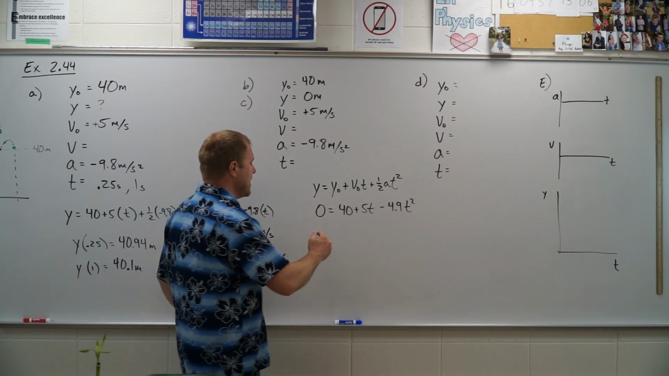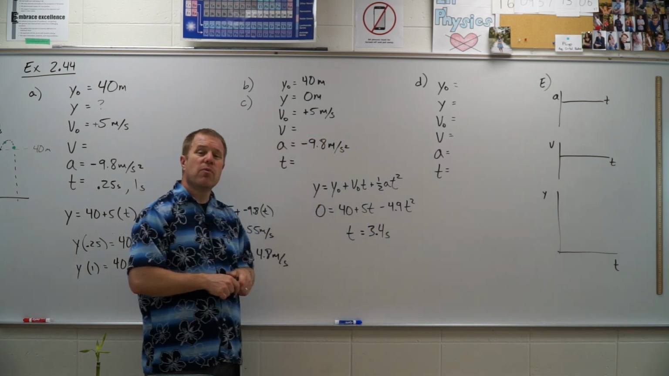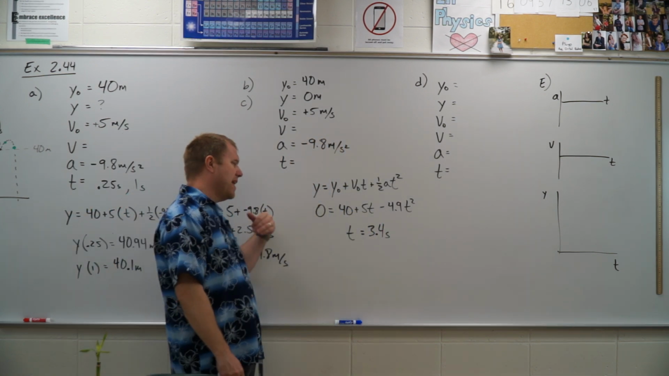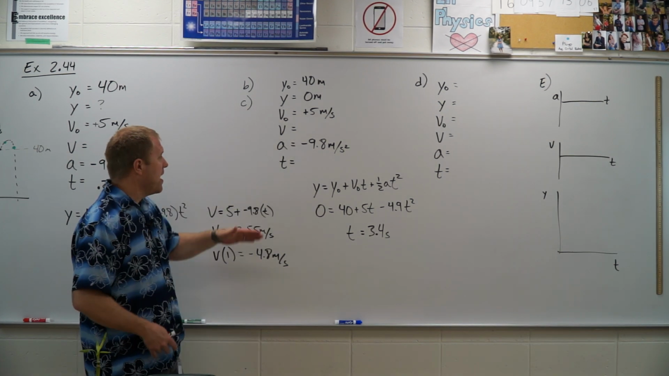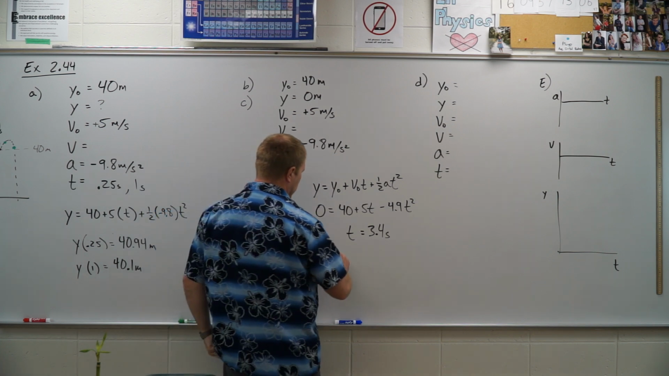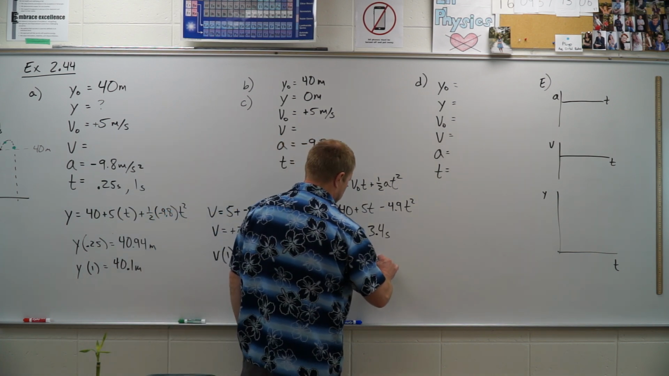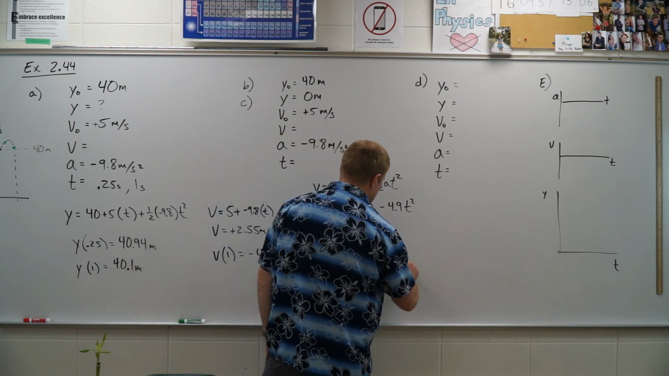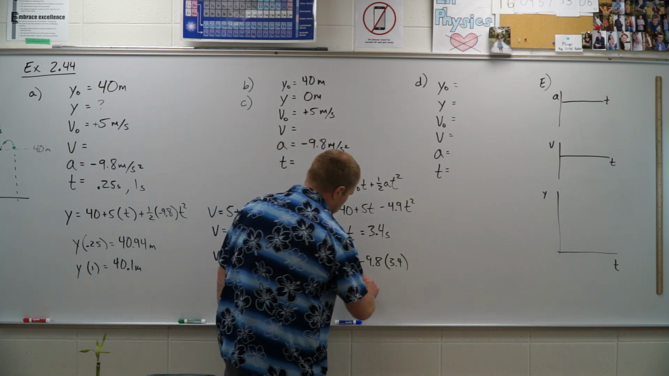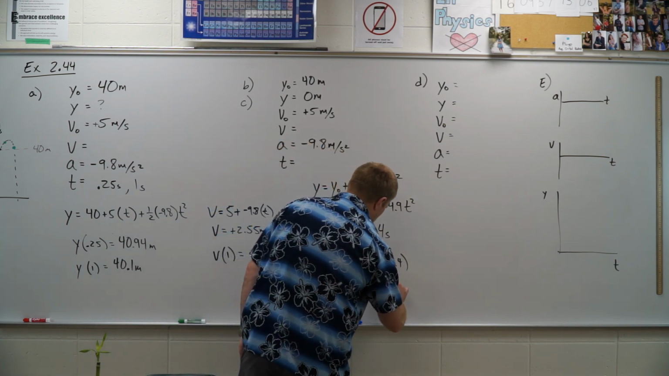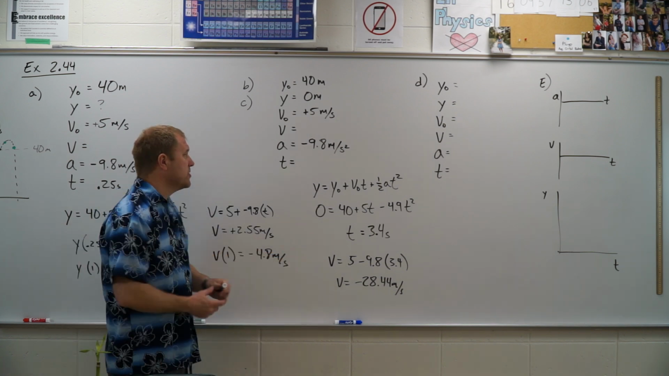All right, so we see we got a time of 3.4 seconds. Again, we wanted the positive time, so if you were getting that negative time, make sure you put in a better guess. So we got 3.4 seconds. Now, to find the final velocity, I can just go ahead and say, oh, well, v is equal to 5 minus 9.8, or plus a negative 9.8, however you want to think about it, times 3.4, and I get a final speed of negative 28.44 meters per second.